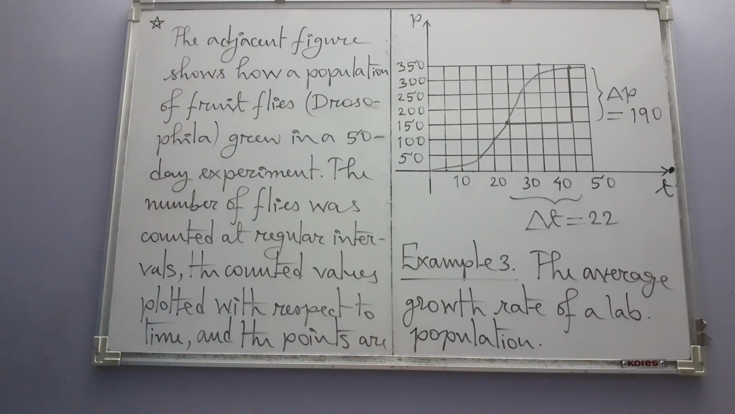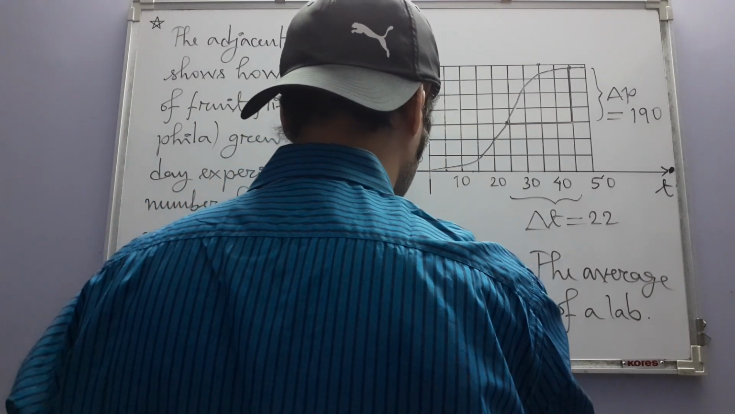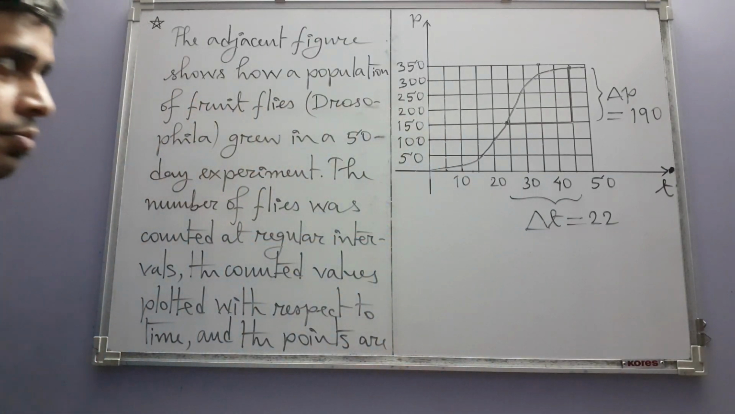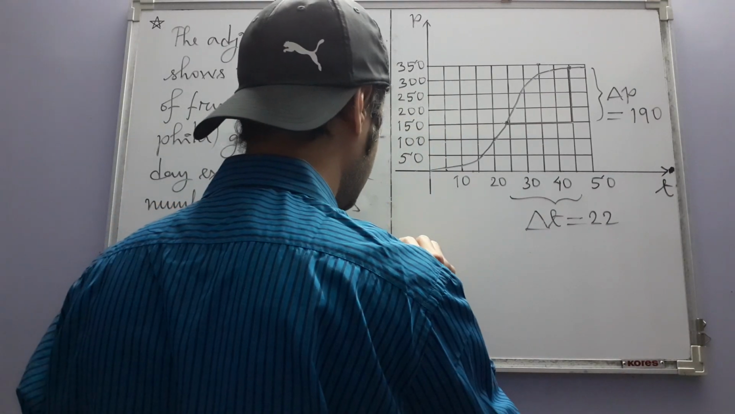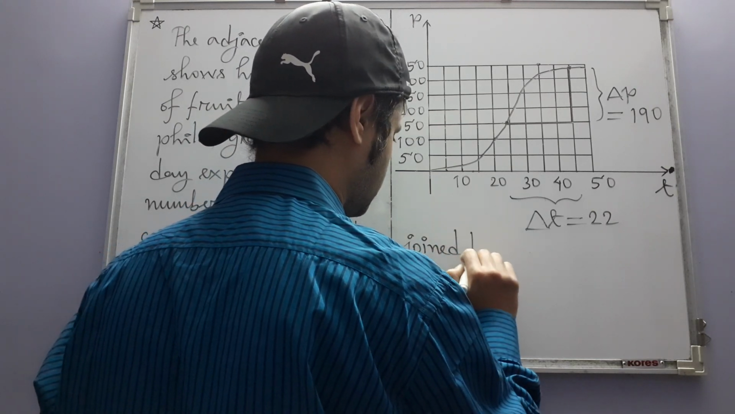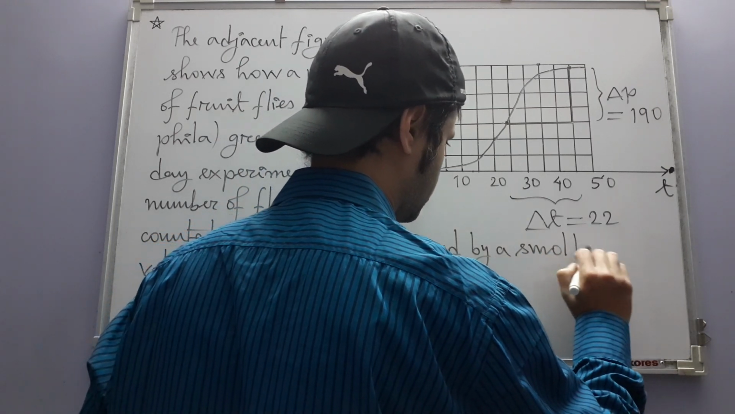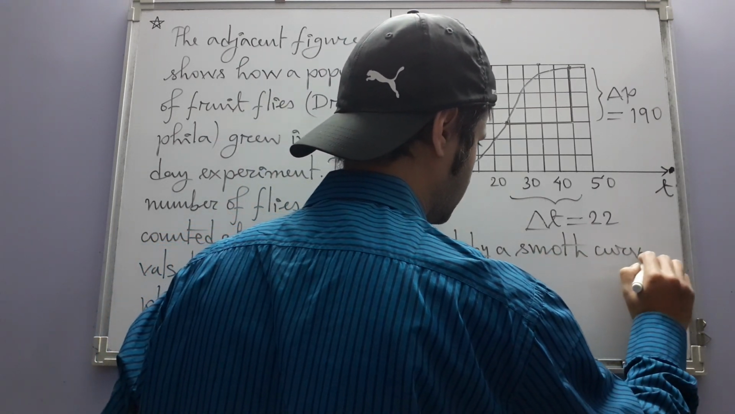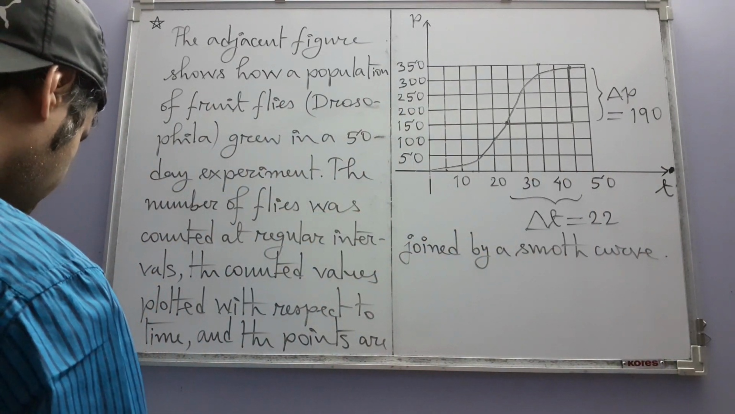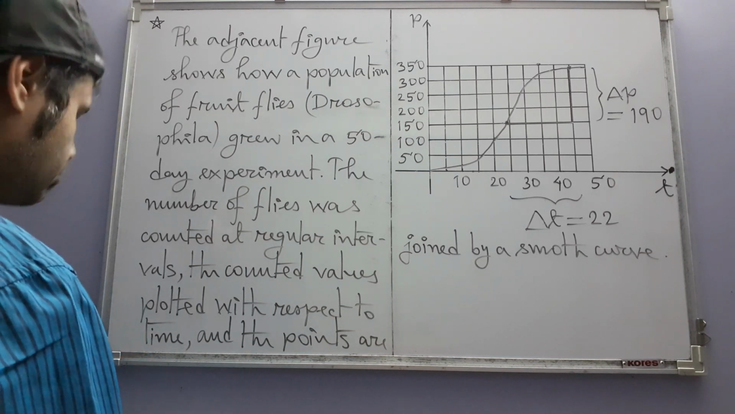And the points are joined by a smooth curve. Find the average growth rate from day 23 to day 45.